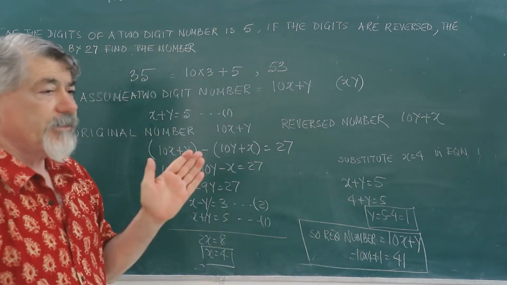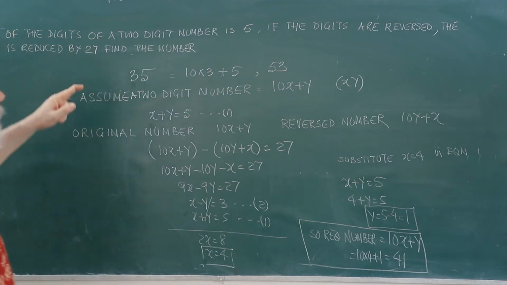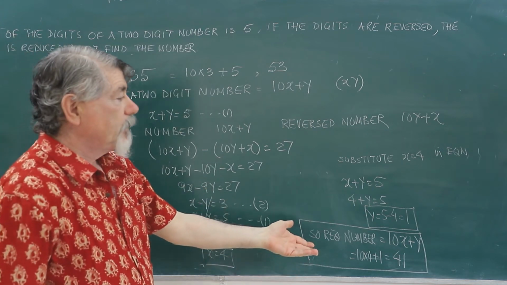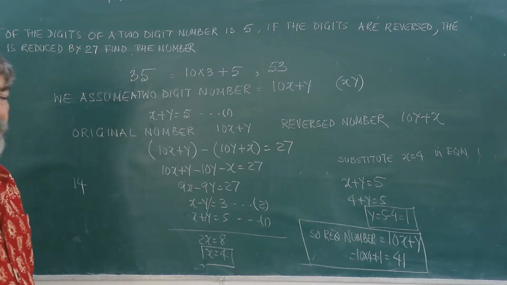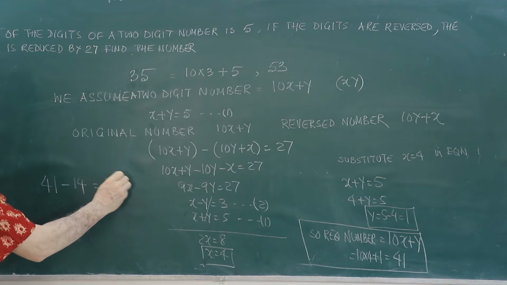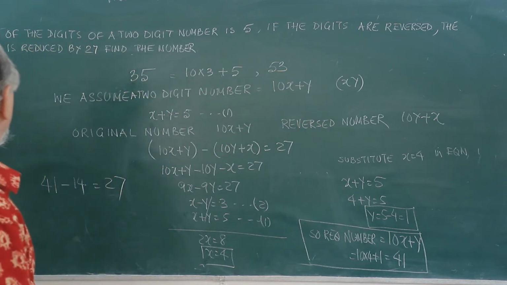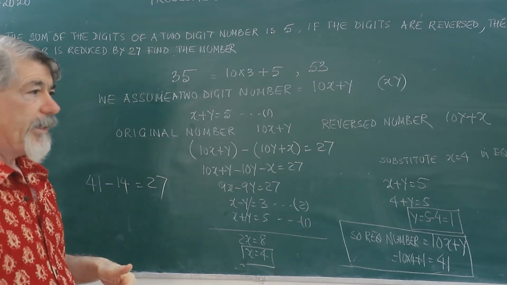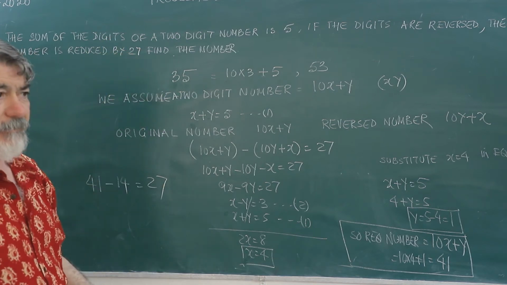The sum of the digits, 4 and 1, is 5. The other thing it says is, if the digits are reversed, suppose we reverse the digits, 41 will become 14. The difference between 41 and 14 will be 27. He says if the digits are reversed, the number is reduced by 27. The original number becomes 27 less.